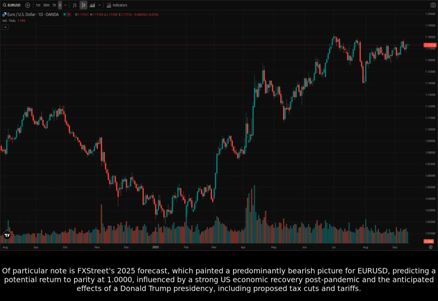Of particular note is FexStreet's 2025 forecast, which painted a predominantly bearish picture for EURUSD, predicting a potential return to parity at 1.0000. Influenced by a strong U.S. economic recovery post-pandemic and the anticipated effects of a Donald Trump presidency, including proposed tax cuts and tariffs.